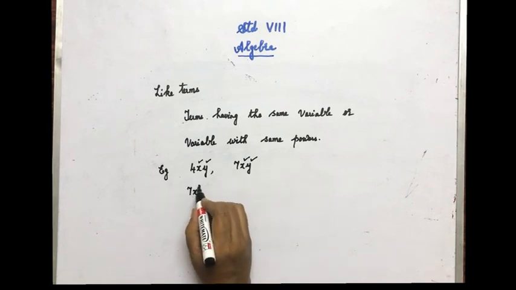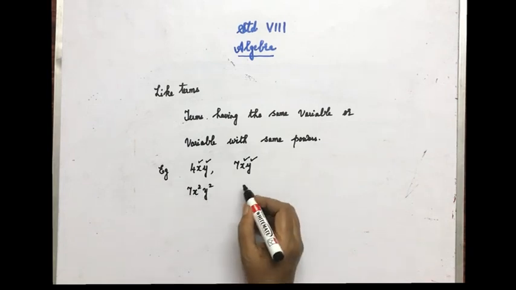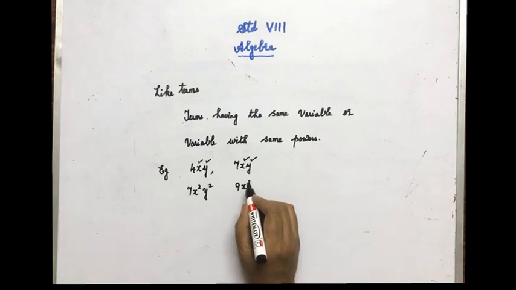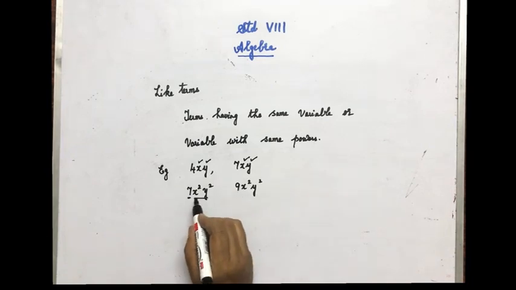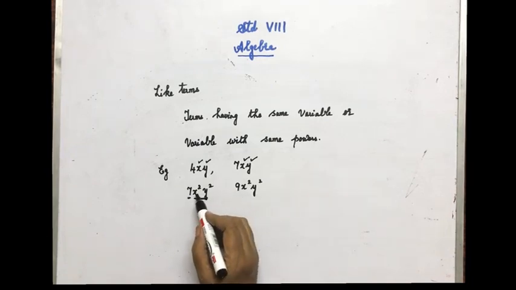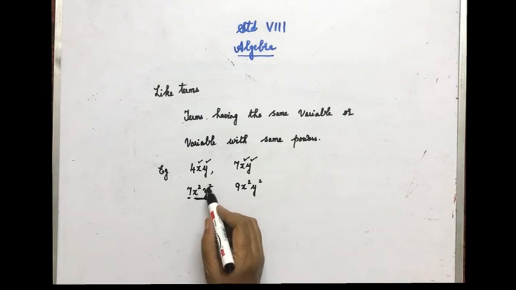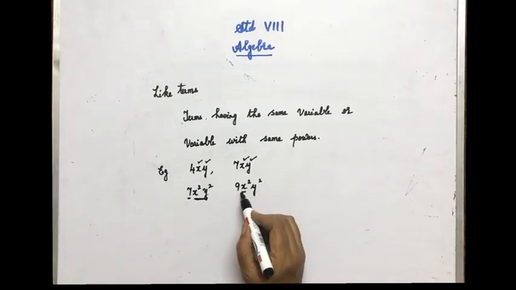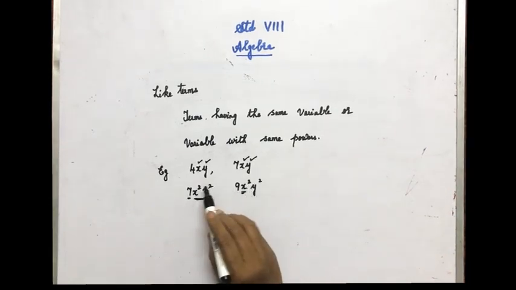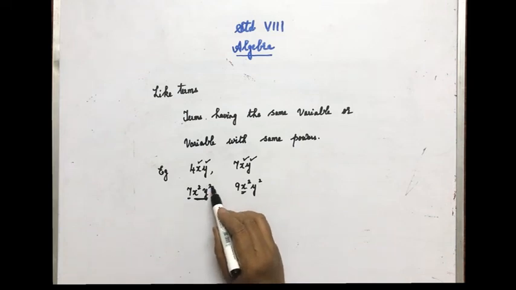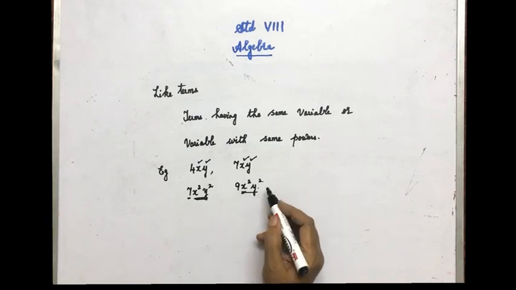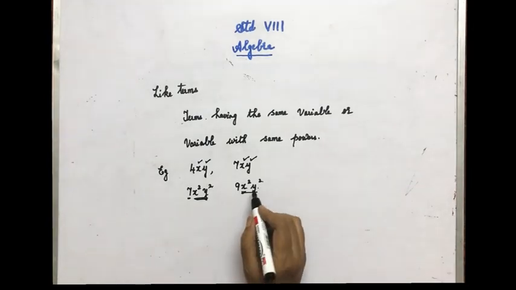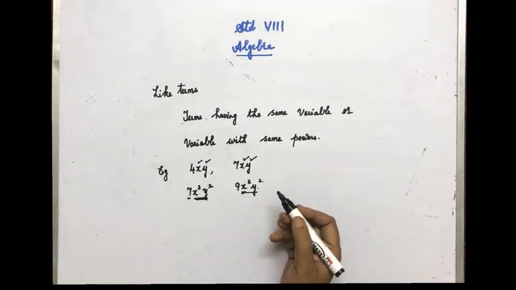Now 7x squared y squared. Here 9x squared y squared. We should not see the numbers 7 and 9. We have to see only the variable. So the variable here is x squared y squared. Here also x power is 2. Here also power is 2. Variable y power is 2. Here also power is 2. So here they are like terms. Only if they are like terms can they be added or subtracted.